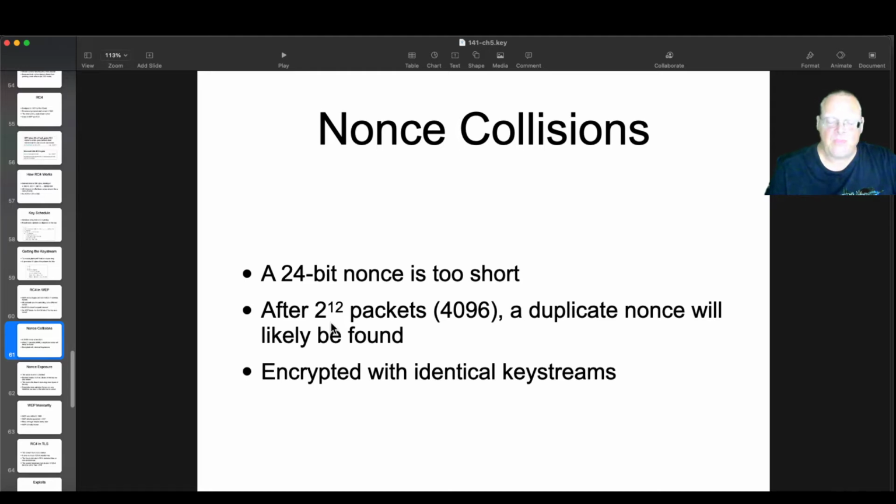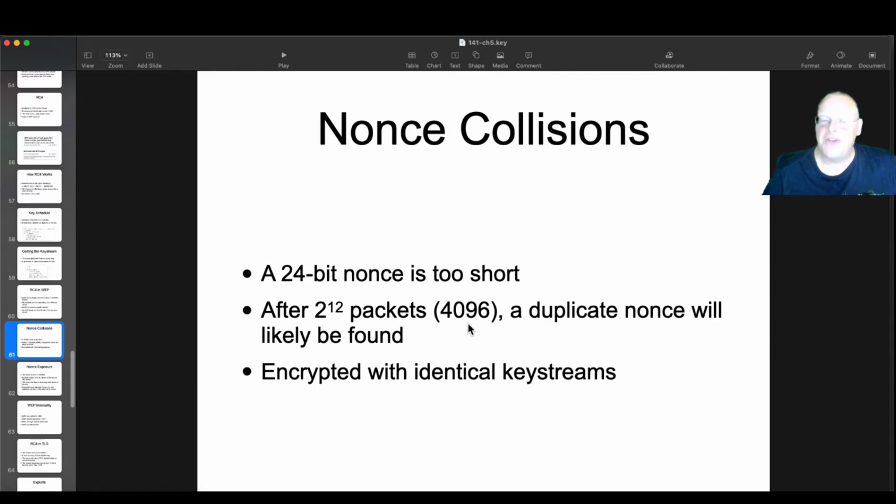Because the first one could match the second one, the first one could match the third one, the first one could match the fourth one. So if you have 2 to the 12 random numbers, there are 2 to the 24 pairs of numbers, approximately. That's 2 to the 12, which is only 4,000 packets.